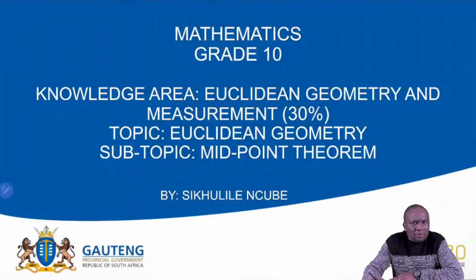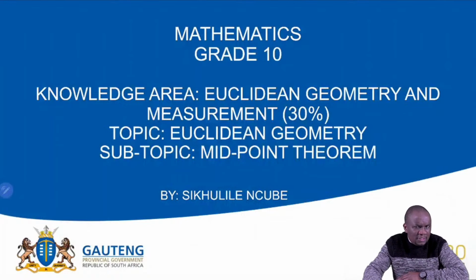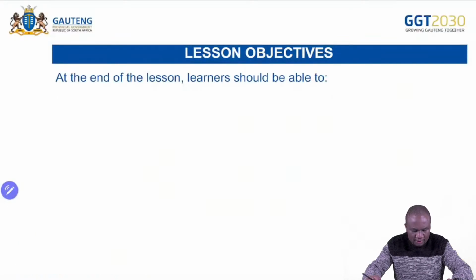Okay, right. We are going to look at the midpoint theorem. Remember, this is under Euclidean geometry, so we're going to use some things we have learned under Euclidean geometry. Do you remember them? Geometry of parallel lines, geometry of intersecting lines, and also geometry of triangles. Then we're going to deal with the midpoint theorem.